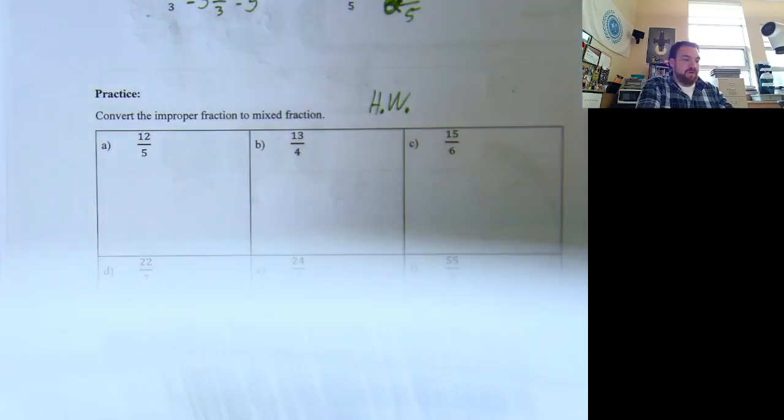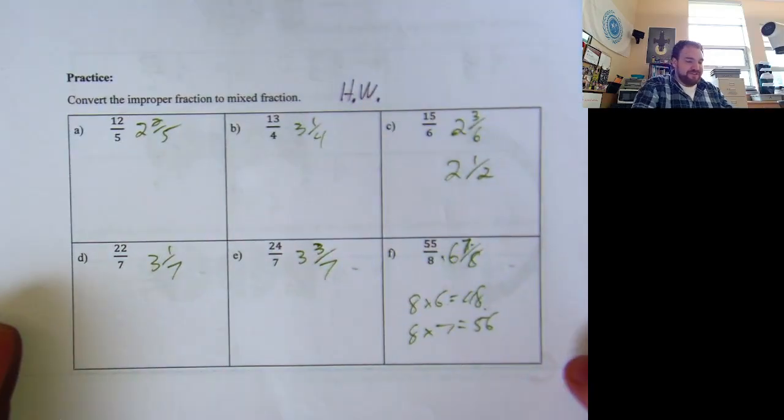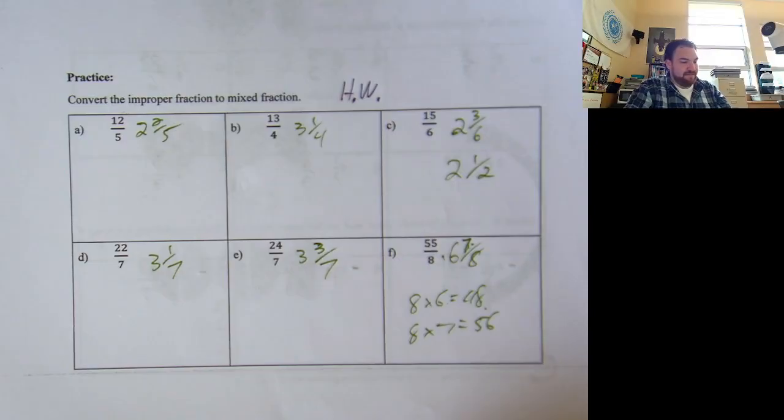Boom, here we go. Here are the first 6. Take a look, compare what you got with what I got. Let me explain what I can, where I can.